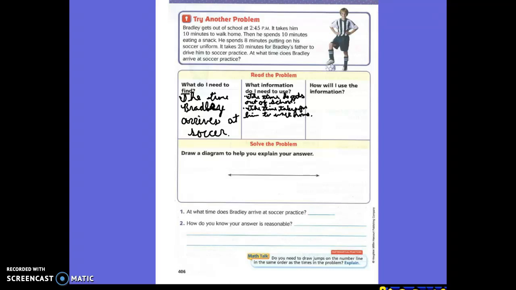What's the third thing we need to find, Edmund? He spends 8 minutes putting on his soccer uniform. Nope. Aubrey? Yes, the time it takes for him to eat a snack. The next thing you need to find is the time it takes to put on his uniform. The last one is the time it takes to get to soccer practice.